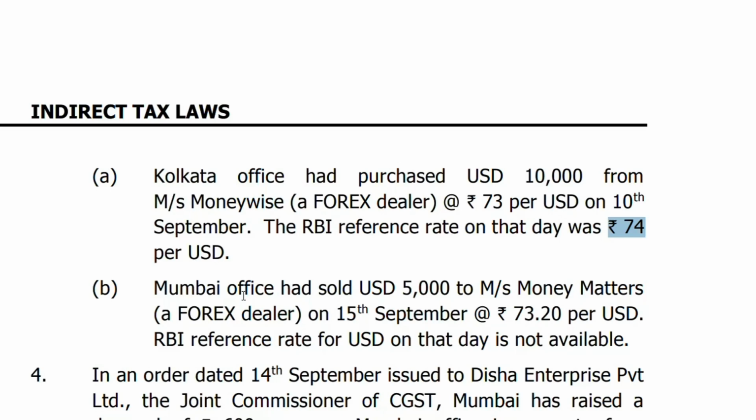Next, Mumbai office has sold. Sold means here it is outward supply. USD 5,000 to Money Matters, also one of the forex dealers, on 15 September at the rate of 73.2. Here RBI reference rate is not available. And you know the provision that when the RBI reference rate is not given, whatever currency exchange, we have to multiply it with 1%. That will be the value of supply.